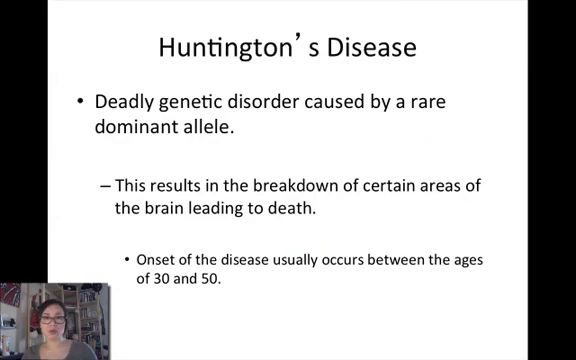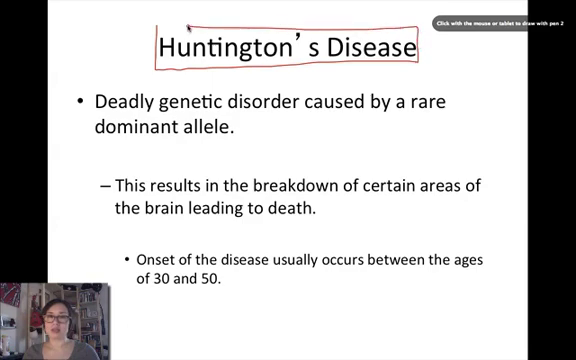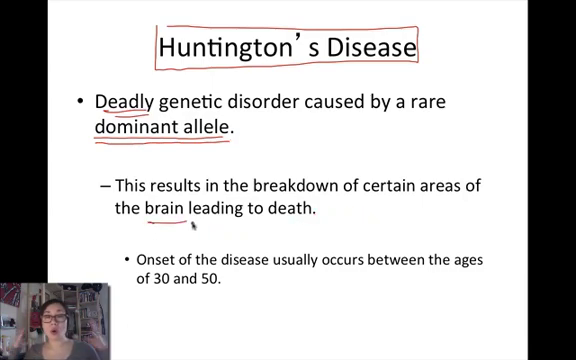The dominant disorder that you are responsible for knowing is a horrible disease called Huntington's disease. Huntington's disease is a deadly genetic disorder and it's caused by a rare dominant allele. So the only way to have it is to have at least one capital letter. It results in the breakdown of certain areas of the brain, so basically holes develop in your brain if you have Huntington's disease. The onset of the disease usually occurs between the ages of 30 and 50.